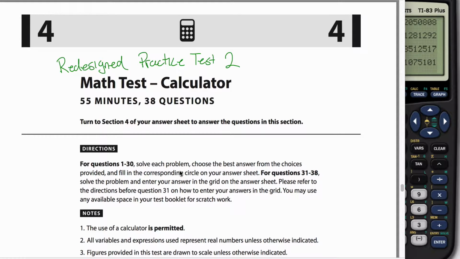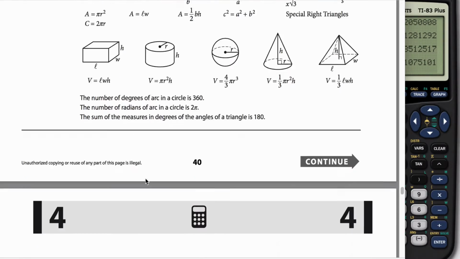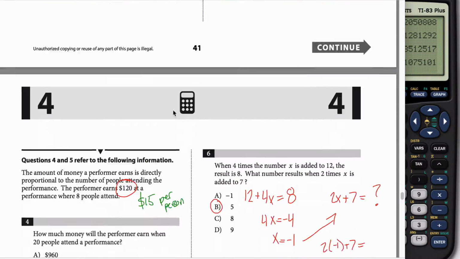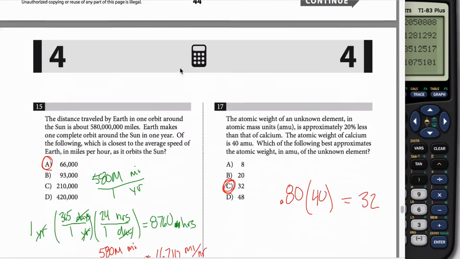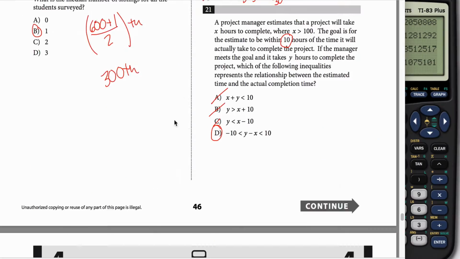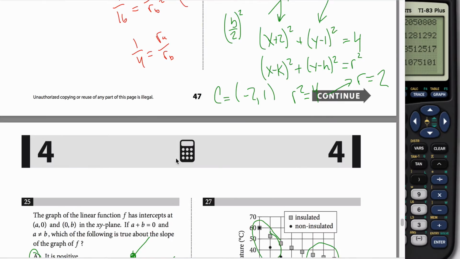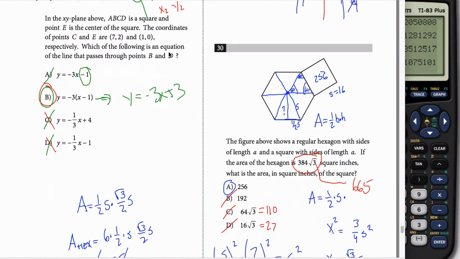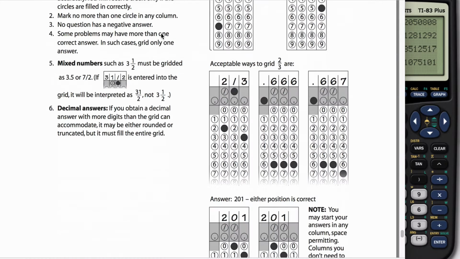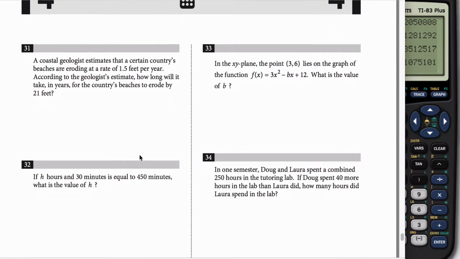All right, here's my fifth and final video from section 4 of the redesign practice test 2 in the calculator section. So in this video, I will handle questions 31 through 38, which are the ones that are not multiple choice. In prior videos, I did 1 through 10, 11 through 20, 21 through 25, and then 26 through 30, because they were taking a little bit longer towards the end here. And so I'll pick up with 31 here.